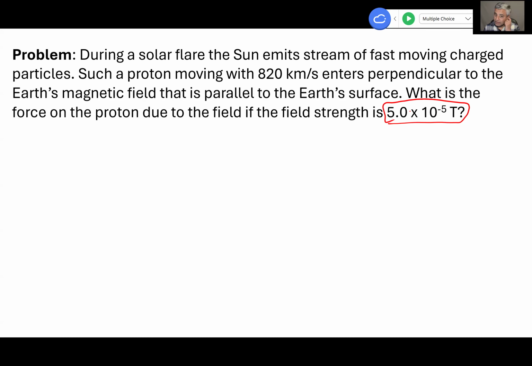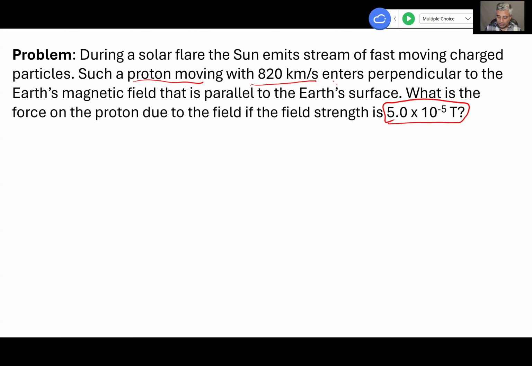It is given here. So it ejects a lot of these charged particles. They go all around this space, but some of them also come towards the Earth. Okay, and that's what it is talking about. Let's suppose a proton is moving with that speed. See how fast it is? Way faster than the plane.